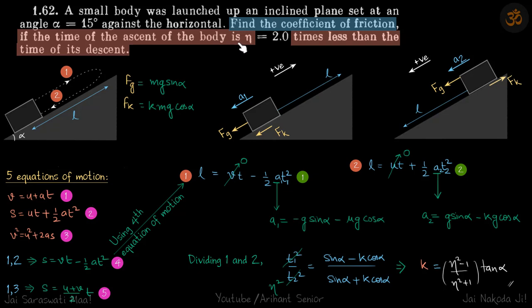It's given that the time of ascent is eta times less. The time of ascent is T1, so T1 is eta times less than T2, or you can say T2 is eta times more than T1. So T1 square by T2 square is 1 by eta square. From here you can do componendo and dividendo, and you will get k is equal to (eta square minus 1) by (eta square plus 1) into tan alpha, which is our answer.